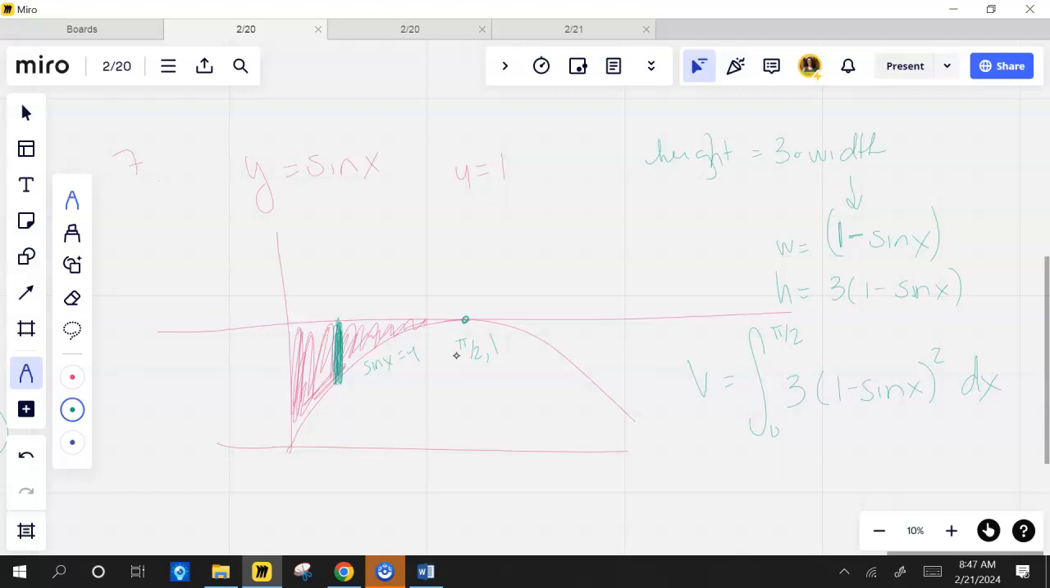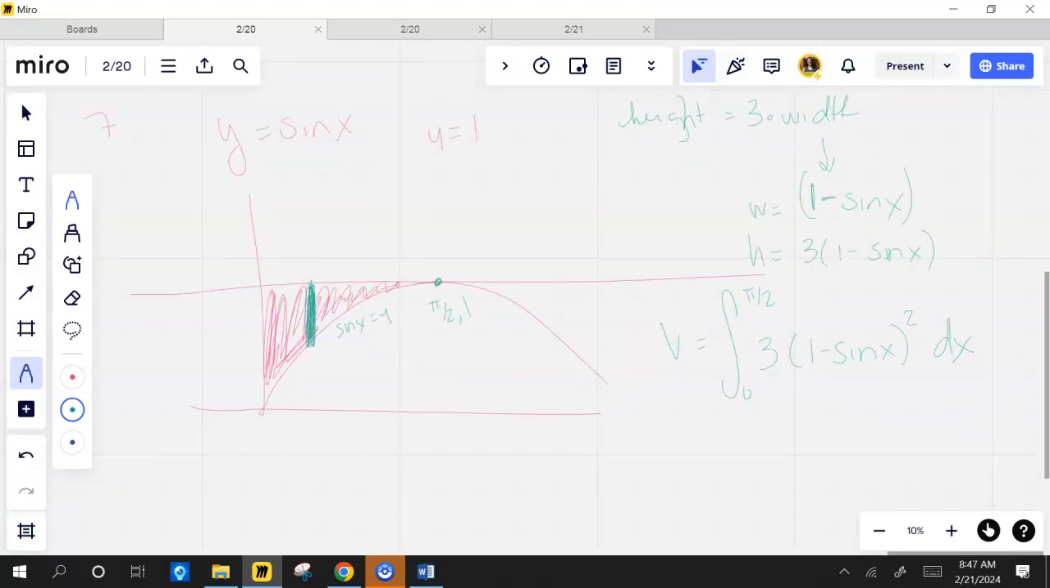Hold on. 1 minus sine x squared. This one's 1.0686. Get in the habit of going ahead and going out 4 places.